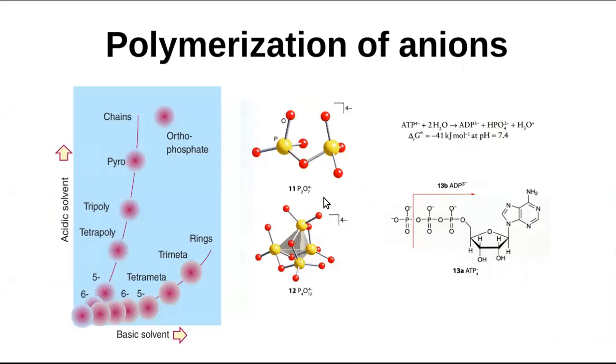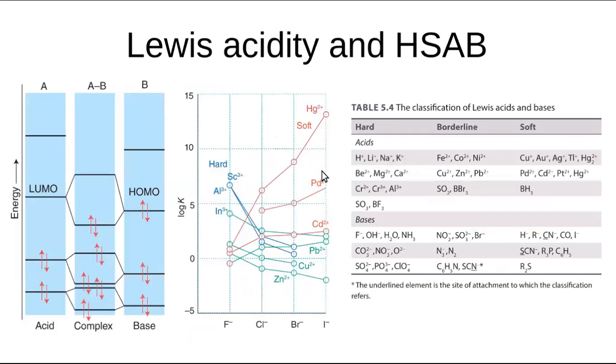Some of these highly charged metal ions or central ions, whether it is phosphorus or it's a transition metal, they can polymerize these anions. But then we come to Lewis.